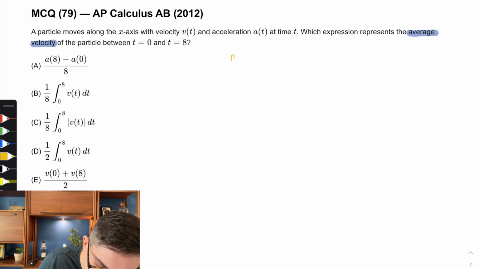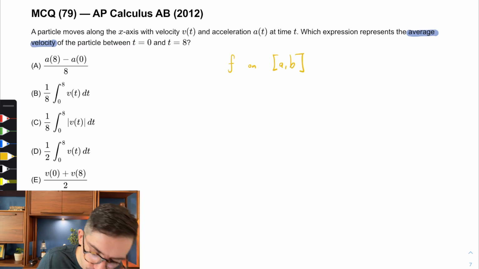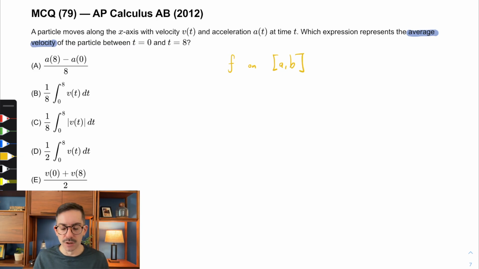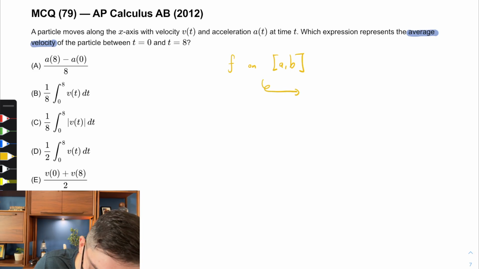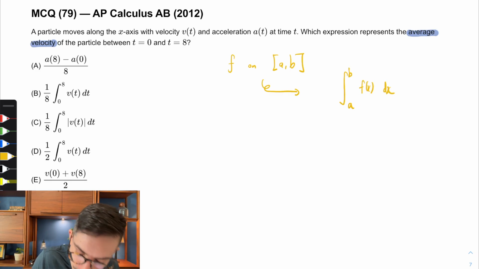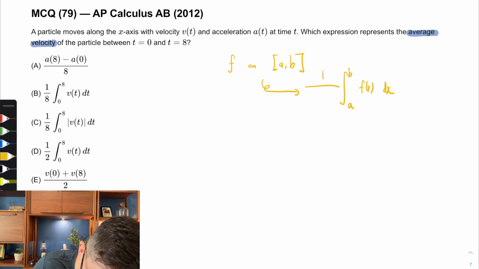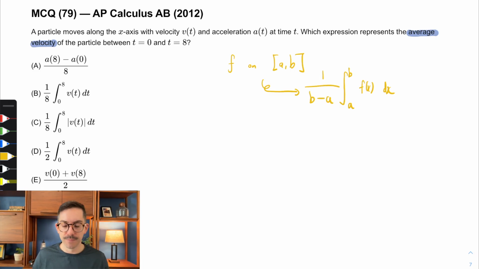So in general, if we wanted the average value of an integrable function on the interval a up to b, that's a formula for us to remember. We take the integral from a up to b of our function, and then we divide it by the length of the interval. So 1 over b minus a.